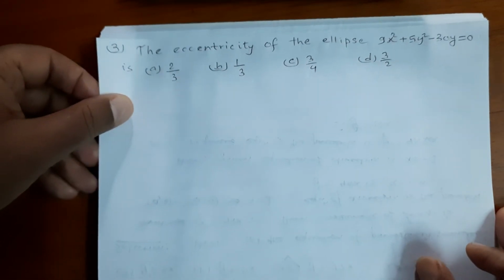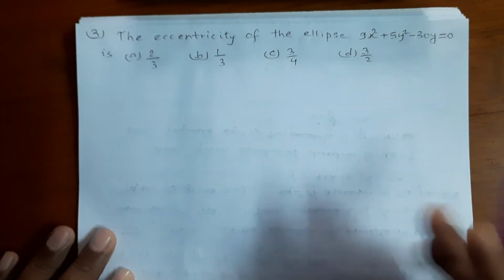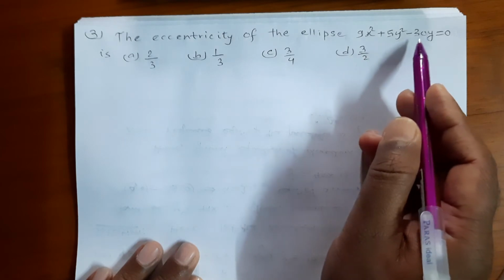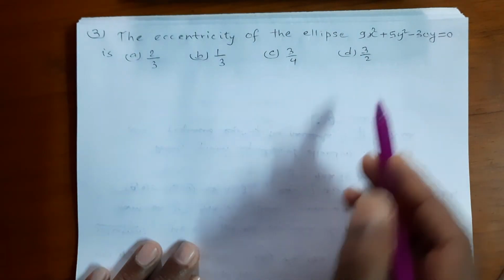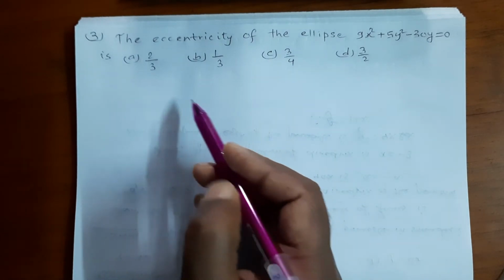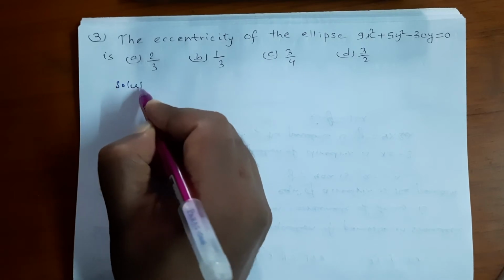Now look at next question. Next question is: the eccentricity of the ellipse 9x square plus 5y square minus 30y equals to 0 is. Out of this option we have to choose any one. Okay, so look at the solution to this question.